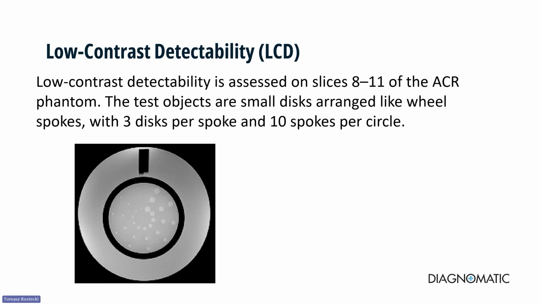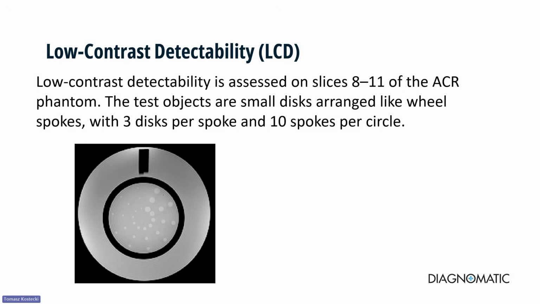Low contrast detectability, LCD for short, is based on slices 8 to 11 of the ACR Phantom. The test objects are small low-contrast discs arranged like the spokes of a wheel. Each spoke contains 3 discs, and each circle contains 10 spokes with contrast ranging from 1.4% to 5.1%. It's very important that once the window and level are established for specific scanner and slice number, they remain the same from week to week.